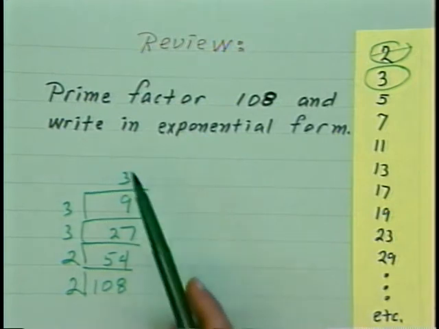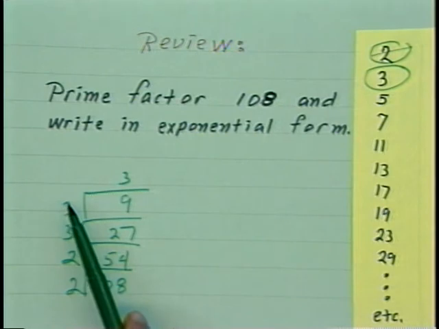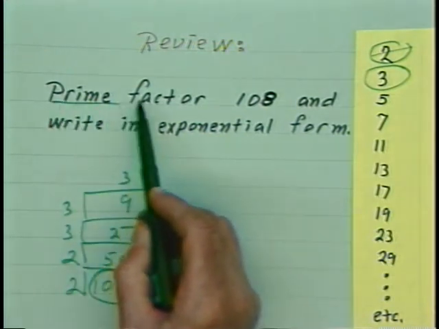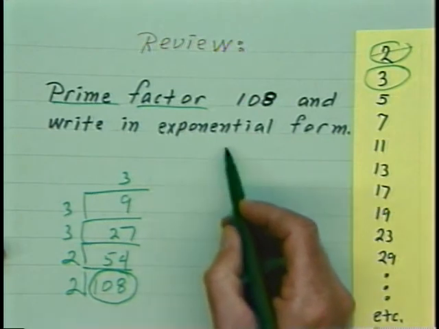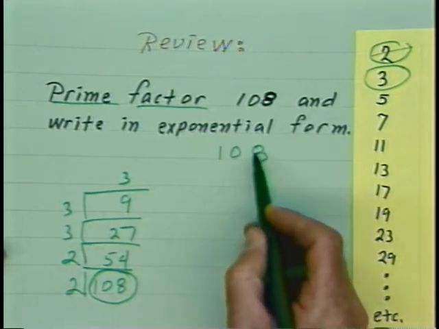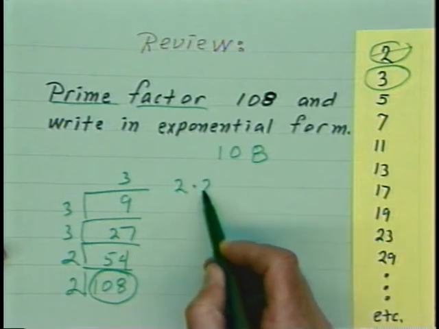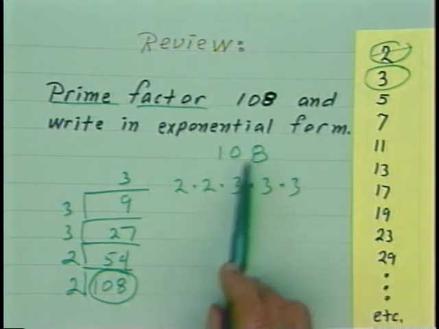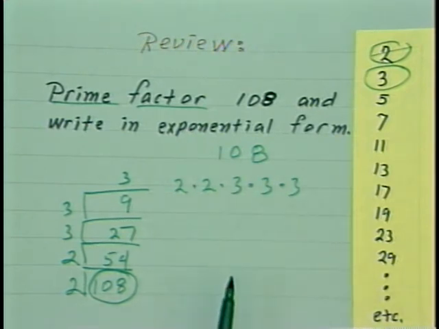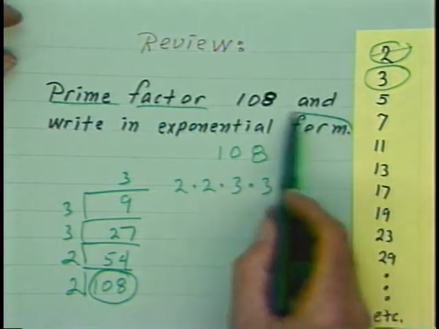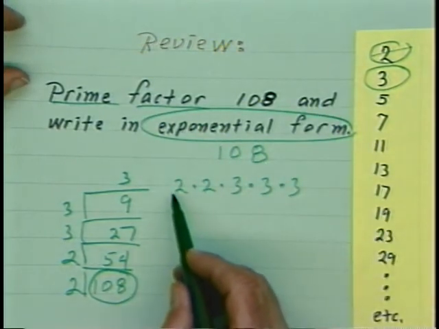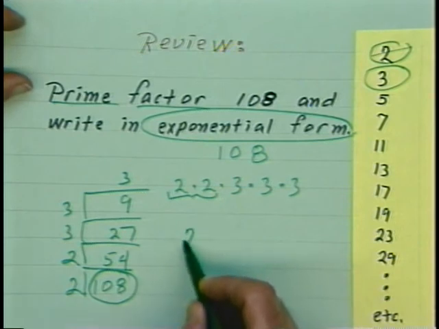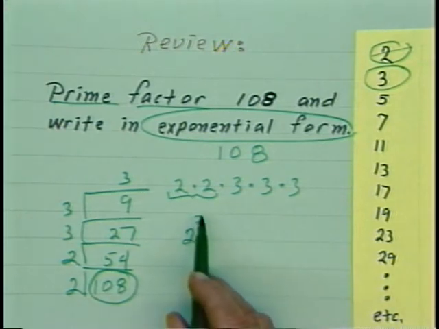So what we are saying now is that 3 times 3 times 3 times 2 times 2 is simply another way, a prime factored way of writing 108. We could say that 108 and 2 times 2 times 3 times 3 times 3 are just two ways of saying the same amount, the same number. However, we also learned that rather than writing 2 times 2 this way, we could write it as 2 squared, or 2 with an exponent of 2.